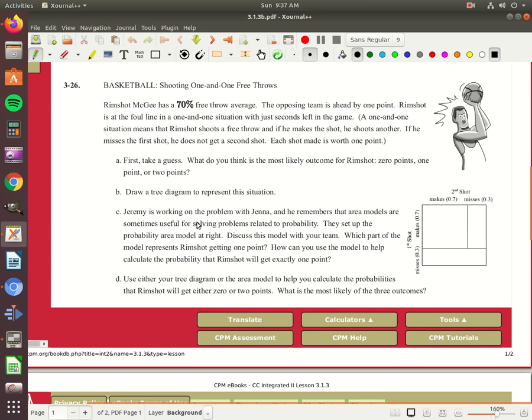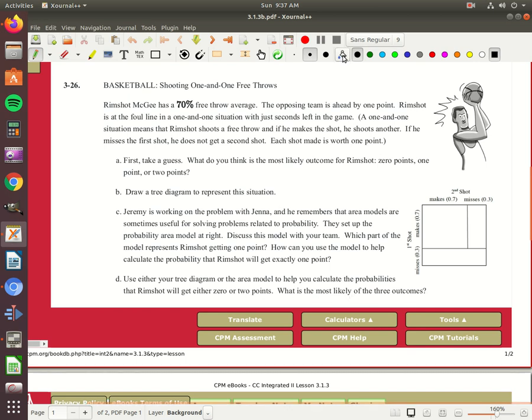And then it says Jeremy is working on the problem with Jenna, and he remembers that area models are sometimes useful for solving problems related to probability. They set up the probability area model right. Discuss with your team which part of the model represents getting 1 point and 2 points, etc. So then what we're going to do is use the tree diagram or the area model to help you calculate the probabilities that he will get 0 or 2 points. What's the most likely of the 3 outcomes?